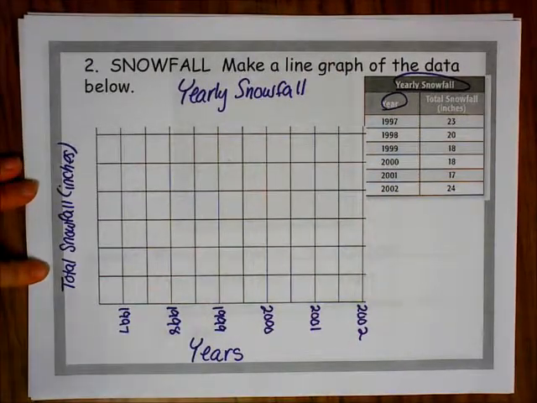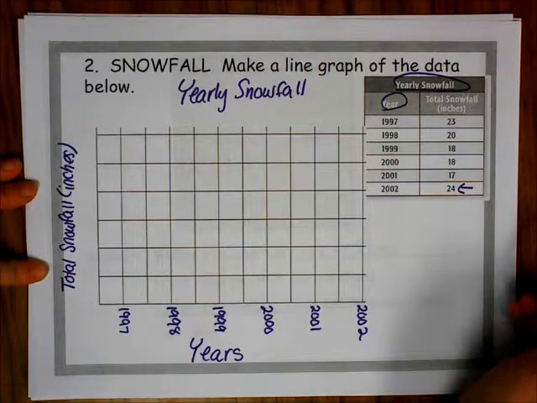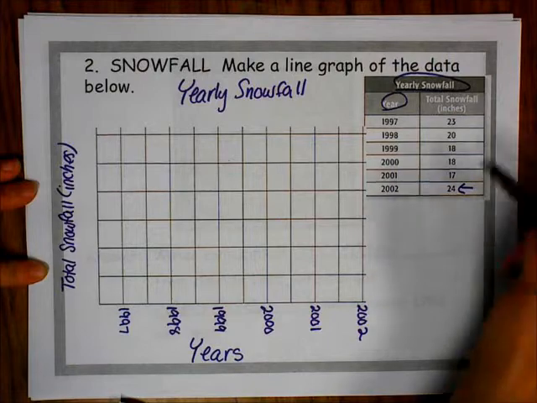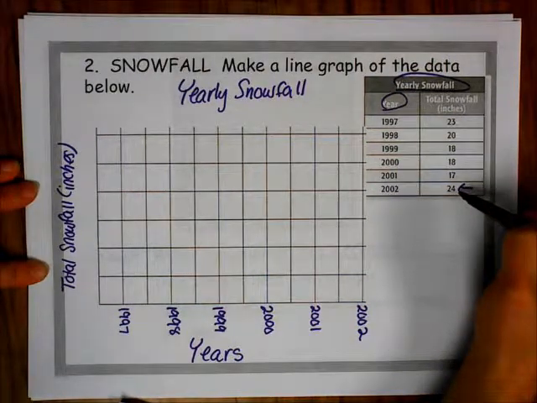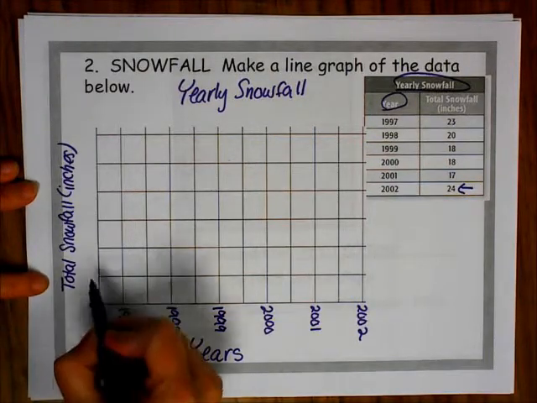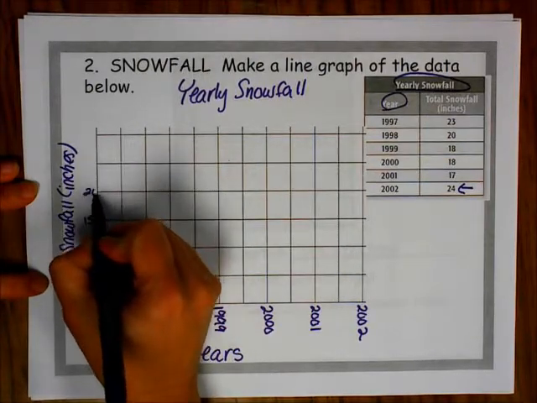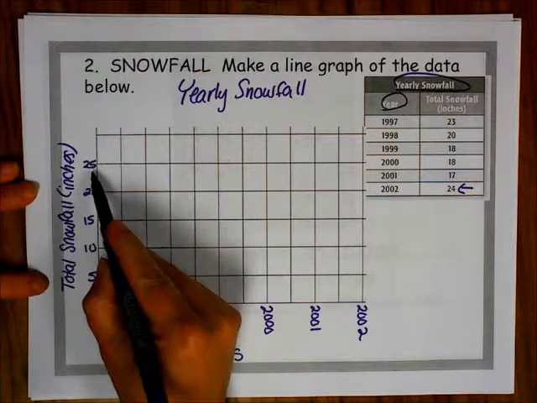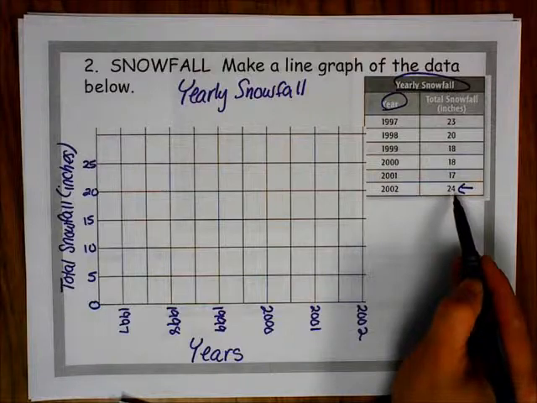Now I need to find my scale. Notice my greatest amount of snowfall is 24, so I need to go a little bit higher than 24 with my scale. I'm noticing that most of these are close to multiples of 5, so I'm going to choose to count by 5s. So I always start with 0, 5, 10, 15, 20, and if I go to 25, 25 is just a little bit higher than my highest piece of data of 24.